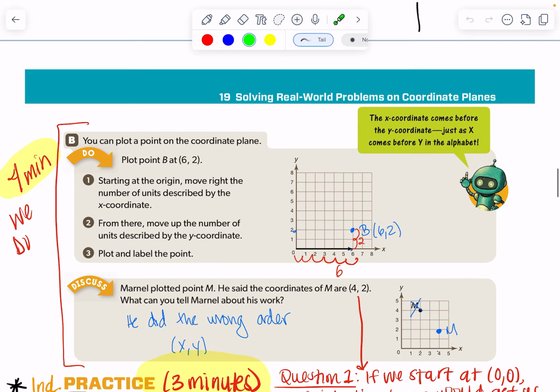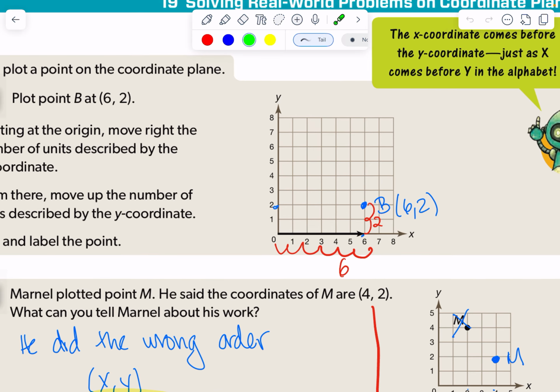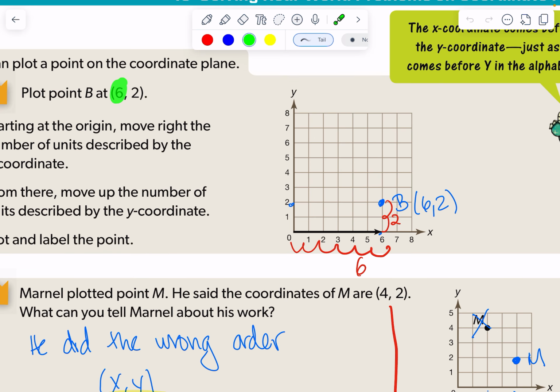And then the second model you're going to jump into is the opposite of the model that you just did. This time you are going to be given the ordered pair. You're going to have to plot it. So 6, 2. We know that our first coordinate goes along the x-axis. So 6 units to the right, that's 1, 2, 3, 4, 5, 6. And then our y-coordinate tells us that we need to move 2 units up. So that's 1 and 2, landing us right here.